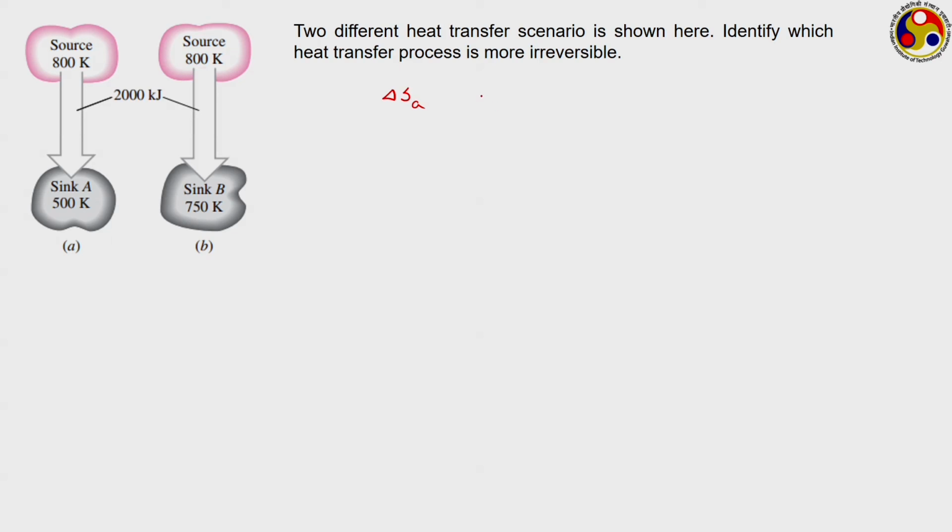So, in case number A, entropy transfer associated with heat transfer. Heat is going away from the source, so it will be minus δQ by T source plus δQ by T sink, because it is receiving heat. So, if we take δQ common, which is the same, which is 2000 kilojoule, into minus 1 by 800 plus 1 by 500.